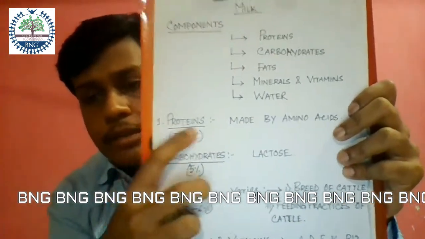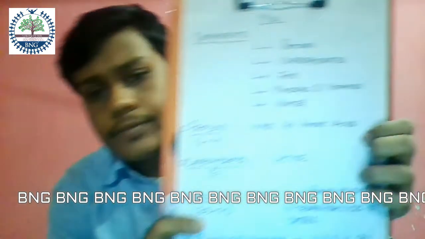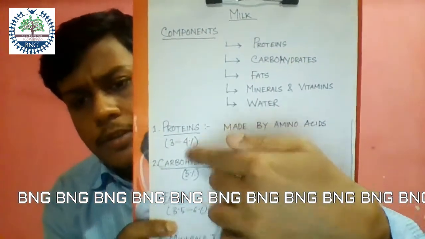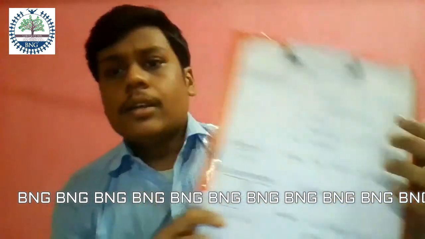First component, protein. Nitrogen is found in milk in the form of proteins. Proteins are made of amino acids, which are the building blocks. There are 20 common amino acids found in every protein, and the percentage of protein in milk is 3 to 4%.